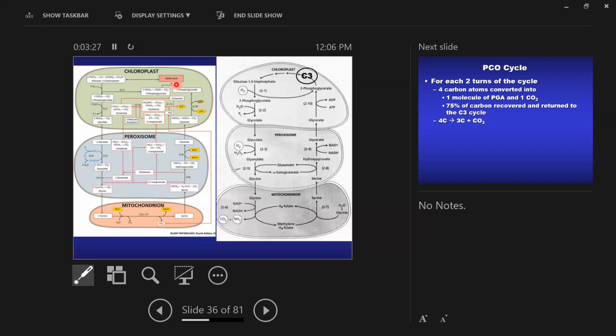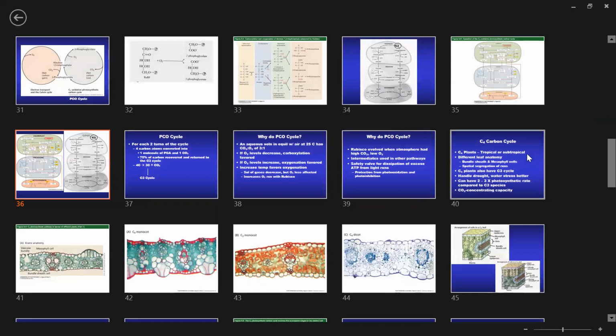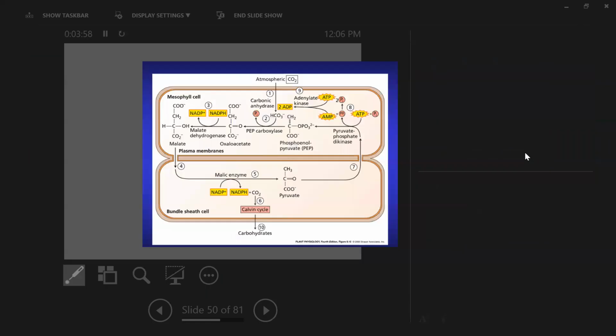Okay, and then we looked at C4 and CAM and how they're able to create a situation where they don't have this happening. Or if it does, it happens very infrequently and at very modest levels. And so the C4 and CAM are designed to really flood Rubisco with CO2, basically. And so we looked at C4.